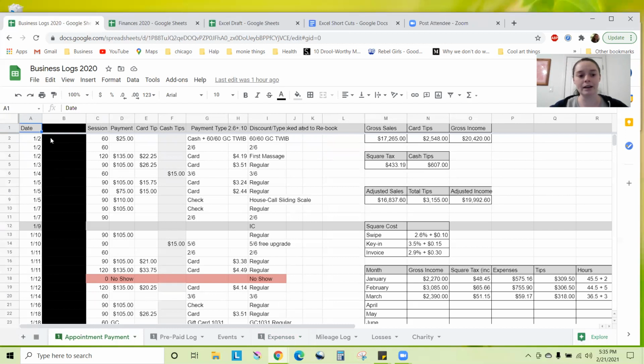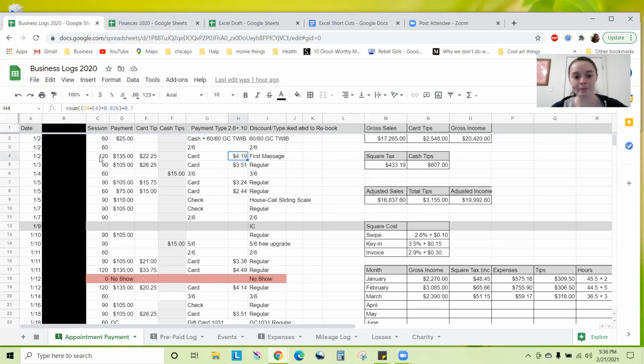I have the date, I have the client, I have the session, and what it cost me. And then if they gave me any tips here, I have how that was paid for. And then in this column, I have the cost of Square tax. So that's Square tax, 2.6% plus 10 cents. And I'll show you what that looks like in this one here.